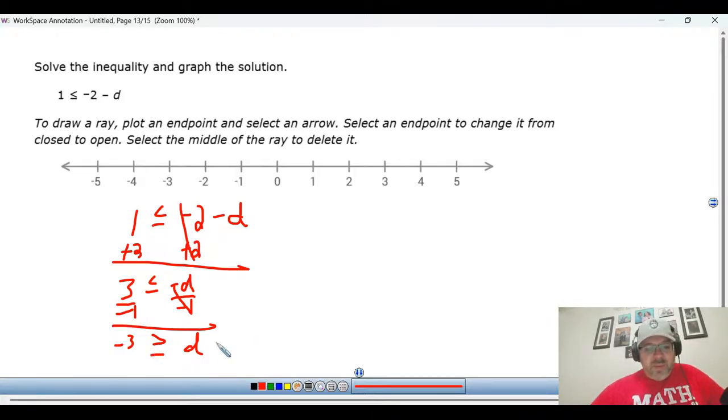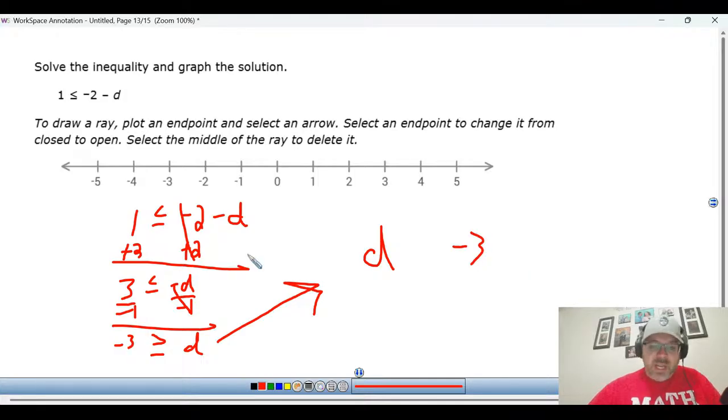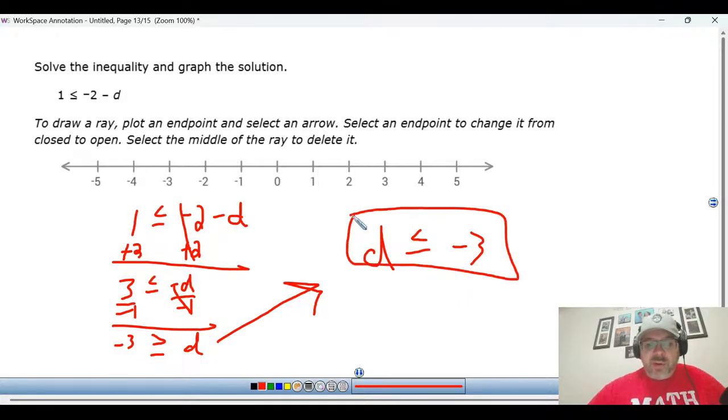But to make this a little easier to see, we really want the d, or the variable, on the left side. So we're going to flip it over one more time. So d here, -3 here. But again, when we flip the sides, we have to flip the inequality. So it comes back to this. And that's the solution. But now we have to graph it.